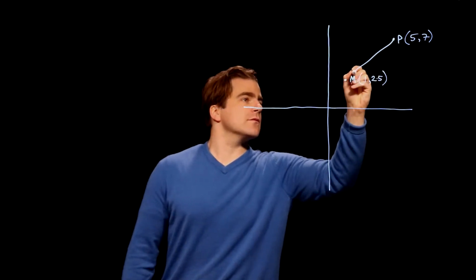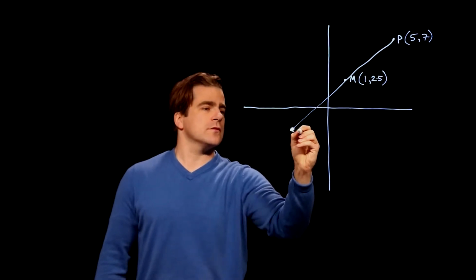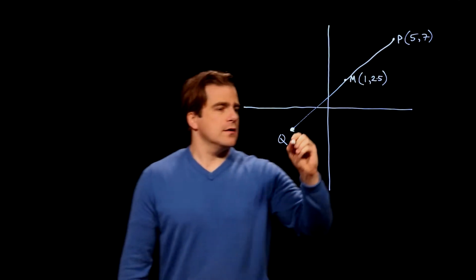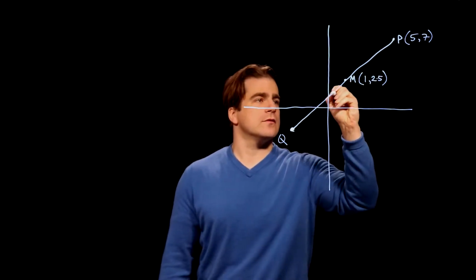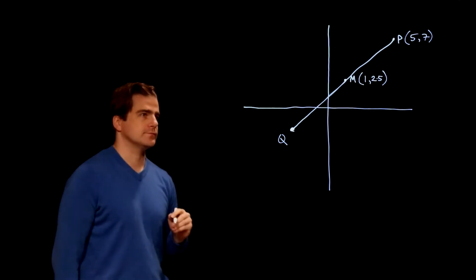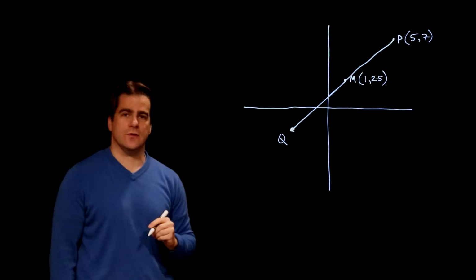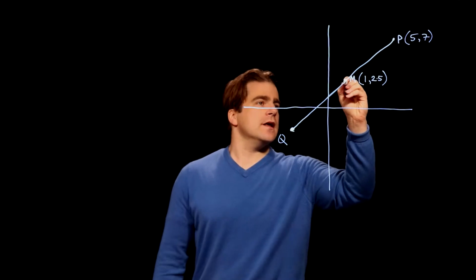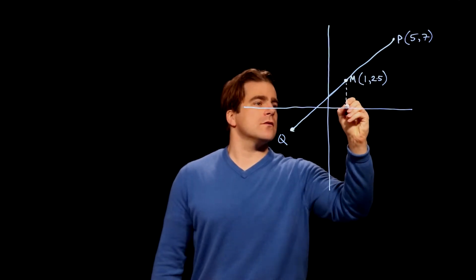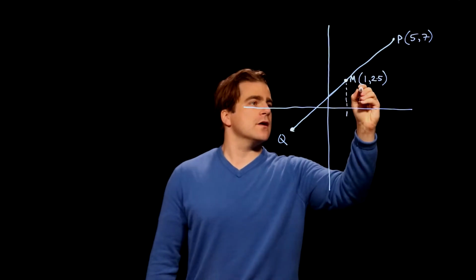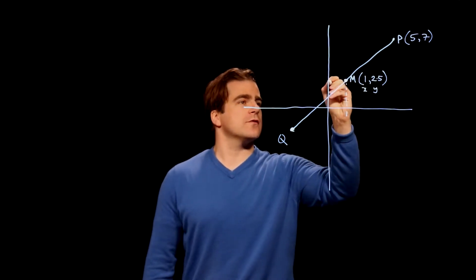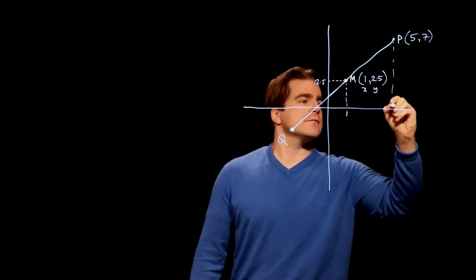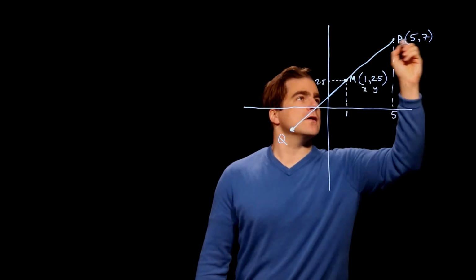So Q is roughly there, and we have to work out the coordinates of Q. So how do we do that? Well, M is at x equals 1 and y equals 2.5, and P is at x equals 5 and y equals 7.